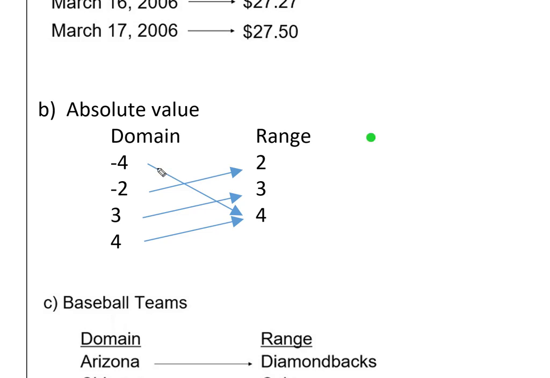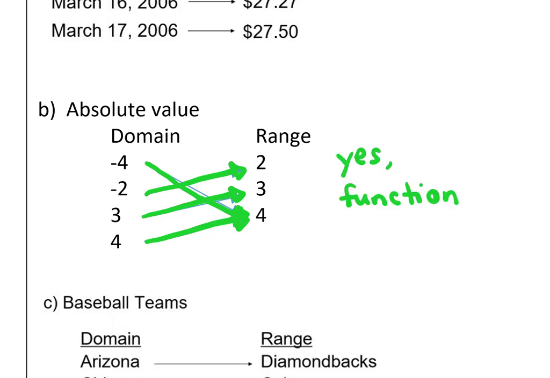So the -4 corresponds with one item. The -2 corresponds exactly with one item. The 3 corresponds exactly with an item. And the 4 corresponds with exactly one item. So even though the -4 and the 4 in the domain both correspond with the 4 in the range, each of those corresponds with exactly 1. So yes, this is a function. It's not as straightforward, but yes, it's a function.